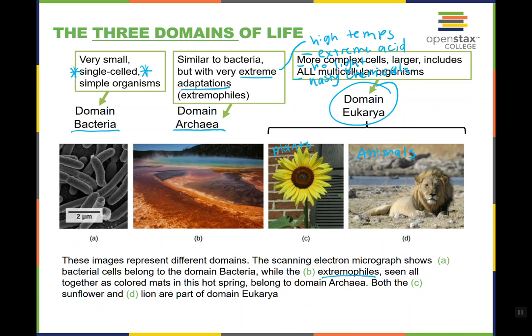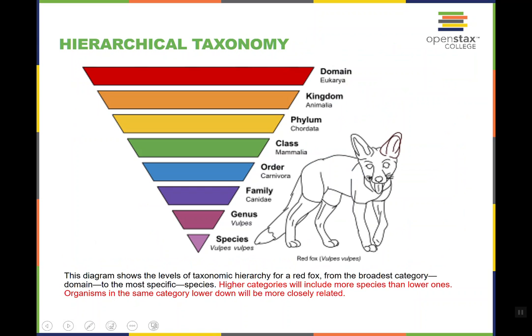Eukaryotes, or eukarya, these are more complex cells. They are larger, and they include all multicellular organisms. So let me just erase this so you can read. So if it's got more than one cell, it is in the domain eukarya. And this includes organisms that are very simple, like nematode worms, all the way to organisms that are very complex, like lions. Okay, so we've just covered domain, which is the broadest category, and I said now we're going to start to get narrower. So you're going to narrow stuff down.